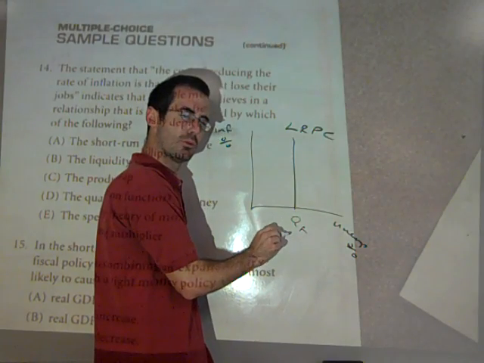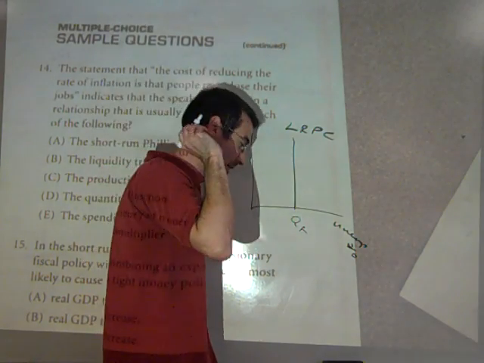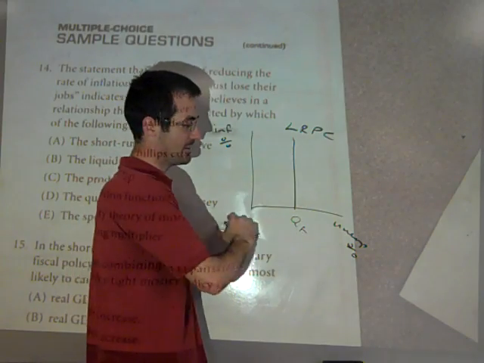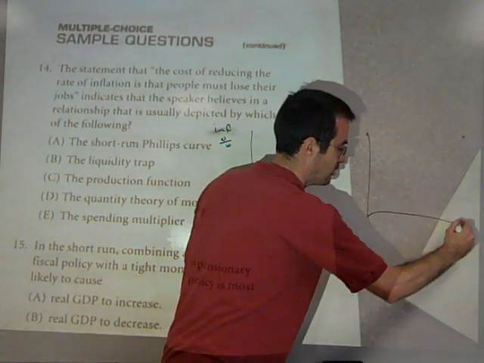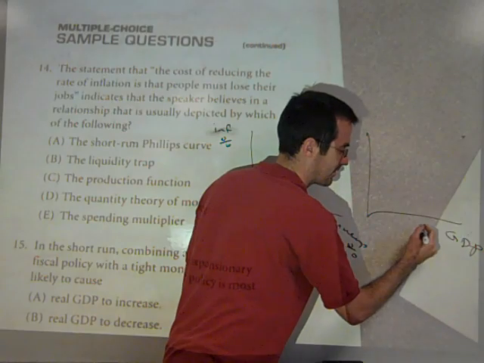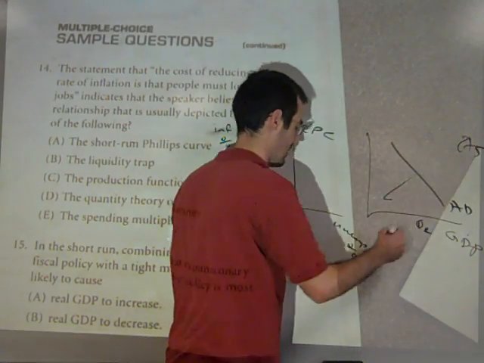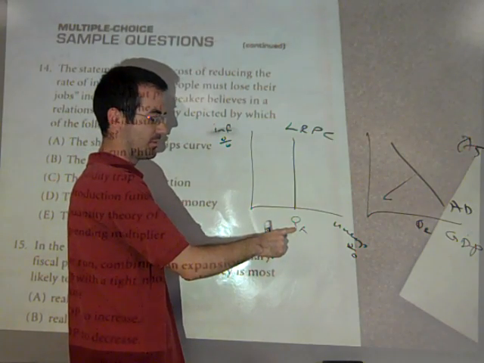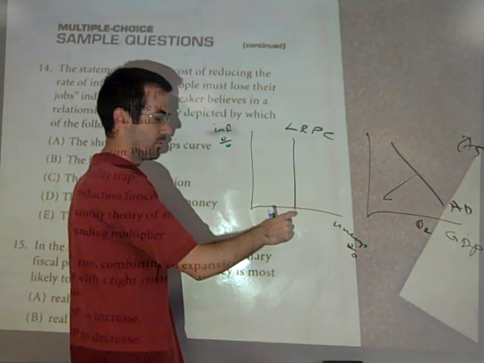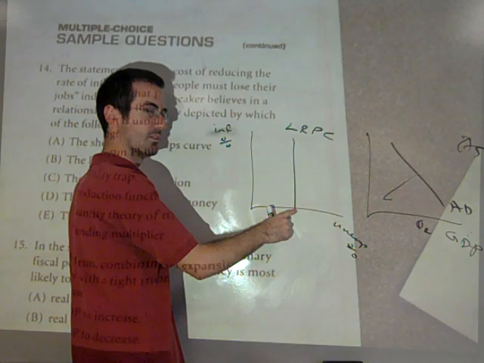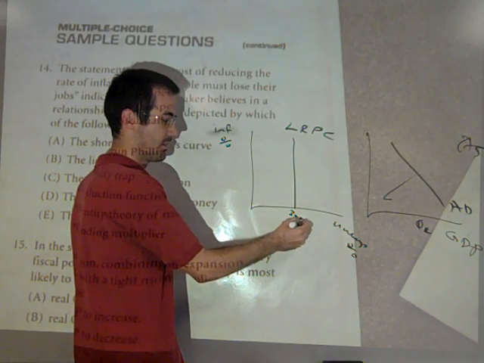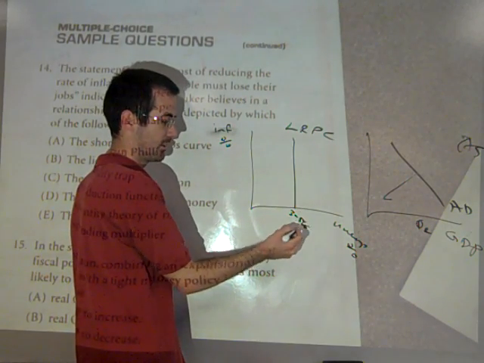QF is an amount of GDP. It's full employment GDP. This is not a GDP axis. QF belongs over here on a GDP axis when you're doing aggregate demand and aggregate supply. This is not an amount of GDP. This is an amount of unemployment. This is the full employment level of unemployment, 3 to 5%. In the long run, we're always there, according to economic theory.